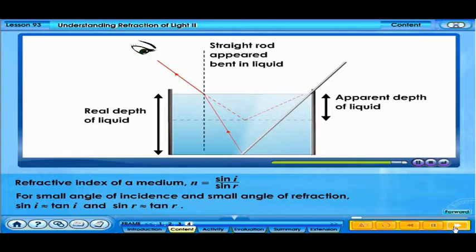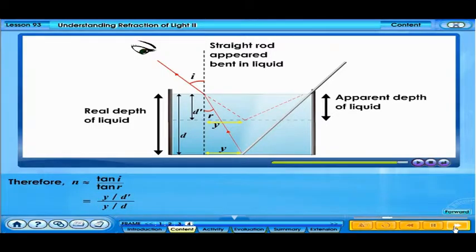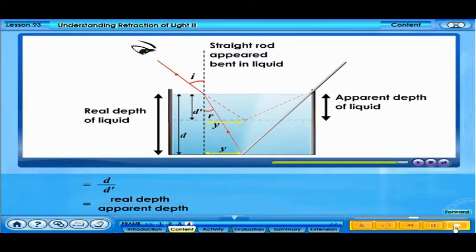Refractive index of a medium, n equals sine i over sine r. For small angle of incidence and small angle of refraction, sine i is approximately equal to tangent i, and sine r is approximately equal to tangent r. Therefore, n is approximately equal to tangent i over tangent r, equals y over d prime over y over d, equals d over d prime, equals real depth over apparent depth.